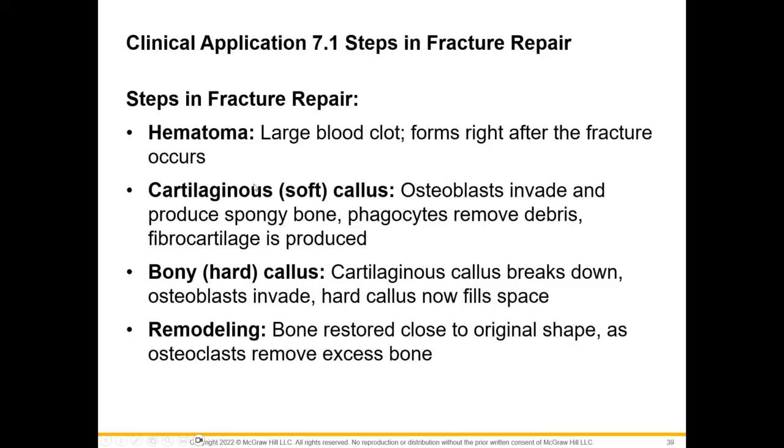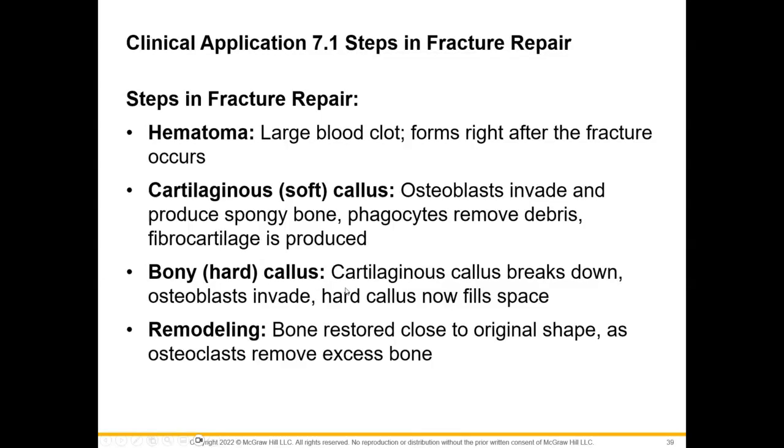Okay, we do have to repair these fractures. And we have different steps that we look at when we talk about fracture repair. The hematoma is the large blood clot that first forms, right after the fracture. Then you have the cartilaginous soft callus. The osteoblasts invade and produce spongy bone. The phagocytes remove debris. Fibrocartilage then is produced.